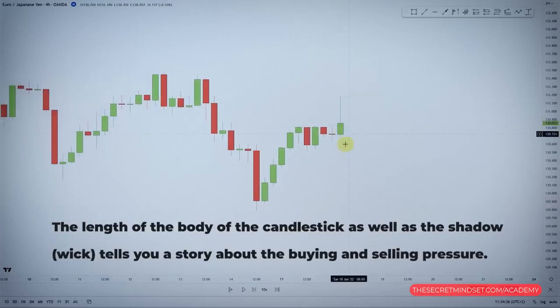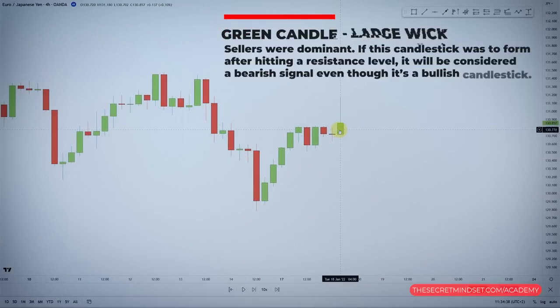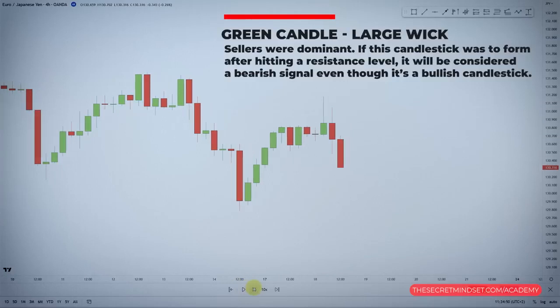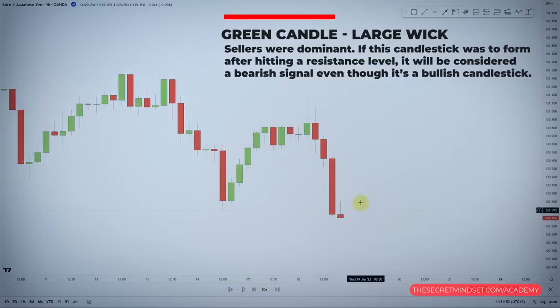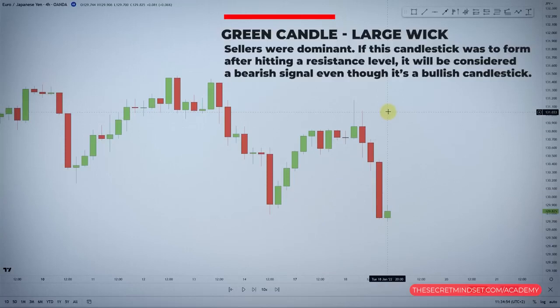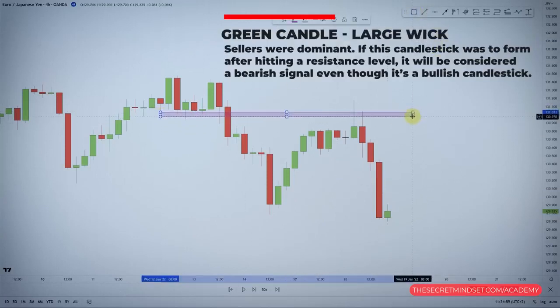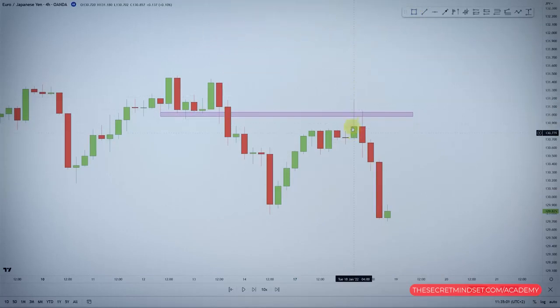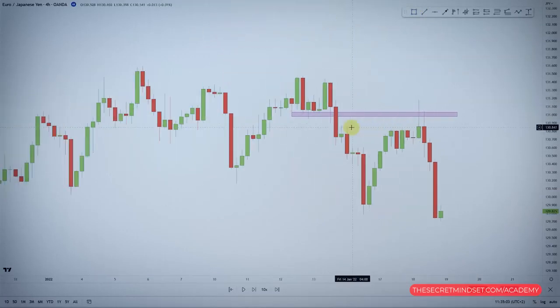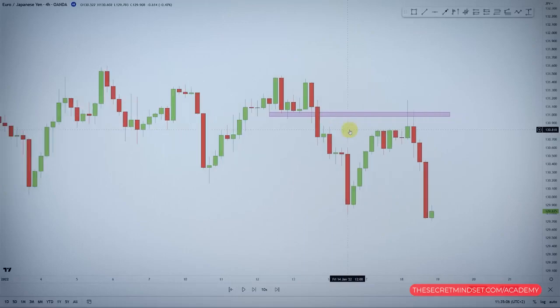Let's look at this green candlestick. It's a bullish candlestick, right? Yes, but you can see that it has a very short body and a very long wick or a tail or a shadow. It tells you the sellers were dominant. If this candlestick was to form after hitting a resistance level, it will be considered a bearish signal, even though it's a bullish candlestick. You can apply the same sort of logic to all of the other candlesticks and read the story each one is telling you.